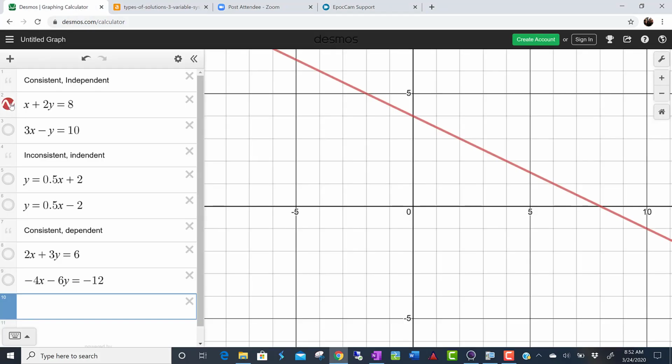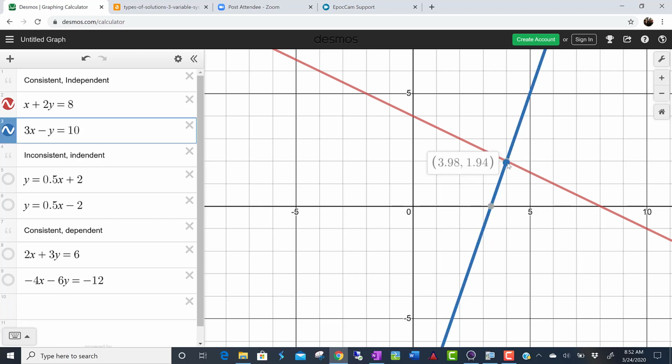So one thing that can happen is that the two lines cross each other. And that's ideally what we'd like to see. We'd like to see one solution. That point, 4 and 2, can be checked. You can prove to yourself that this is the right solution by plugging it back into the equations. X is 4, plus 2 times 2 is 4 again. 4 and 4 is 8. Or 3 times 4 is 12, minus 2 is also 10. So it works in both equations, so it's a solution.